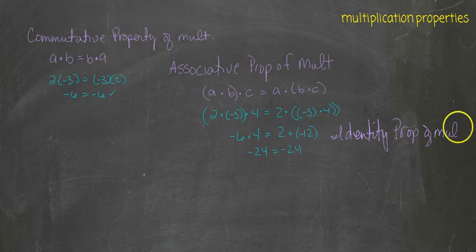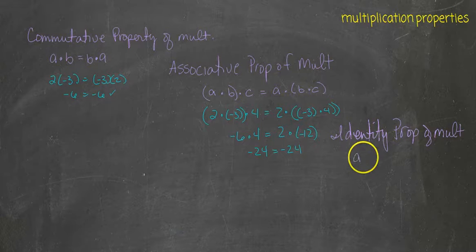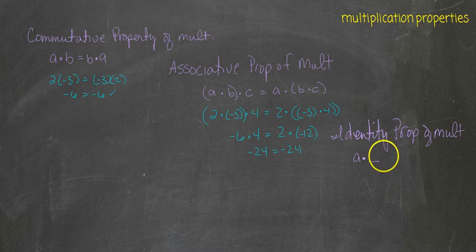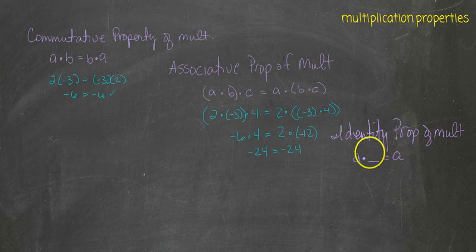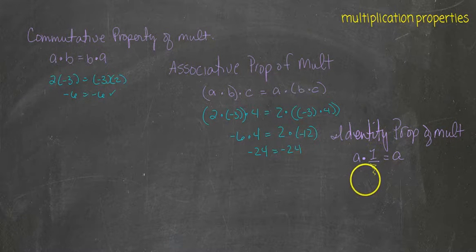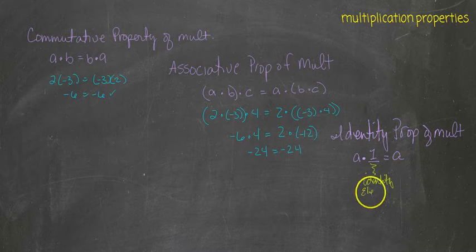But remember, with addition, you're asking what can you add to a number to get the exact same number back out. So with multiplication, the identity element is different. With multiplication, we're asking what can I multiply a number by so that I get the exact same number back out. Well, that would of course be 1, and in this case we call 1 the identity element under multiplication.